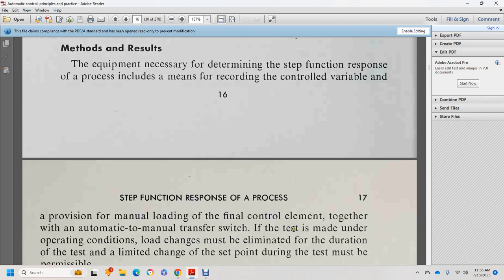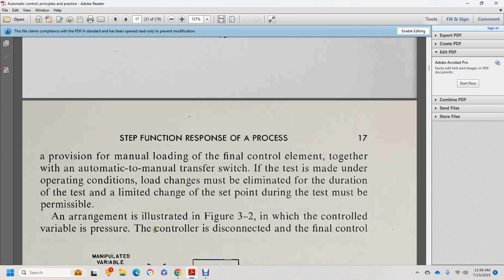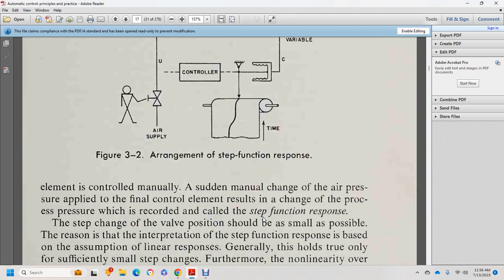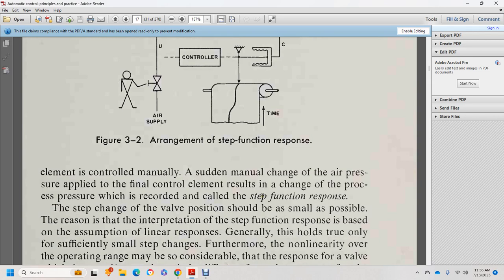Load changes must be eliminated for the duration of the test, and changes in the set point during the test must not be permitted. The arrangement is illustrated in Figure 3.2, in which the control variable is recorded and the controller is disconnected from the final control element. Alright, so we have the air supply going to the final control element, with the manipulated variable providing for the control variable. A sudden manual change in the air pressure applied to the final control element results in a change in the process, and the pressure record is called the step function response.